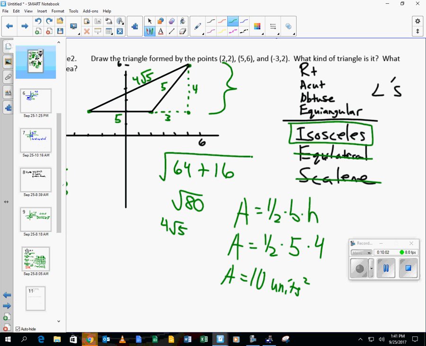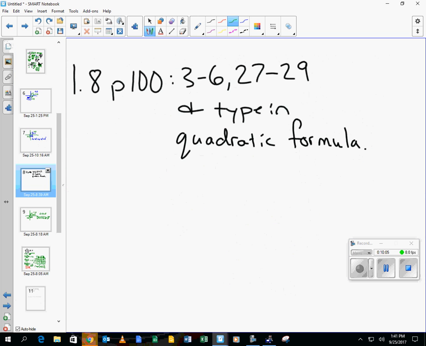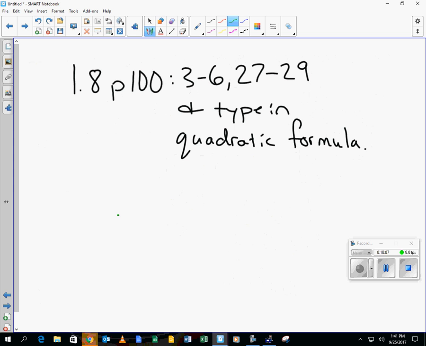Your assignment, please write this down quickly because then we're going to go away from it. It's 1.8, page 100, numbers 3 through 6, 27 through 29. And then it says, type in the quadratic formula to your calculator. So this is a task I'm giving you as well.